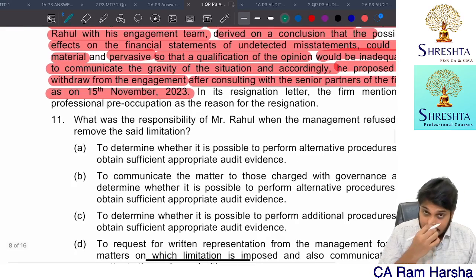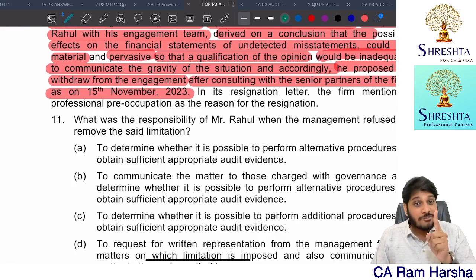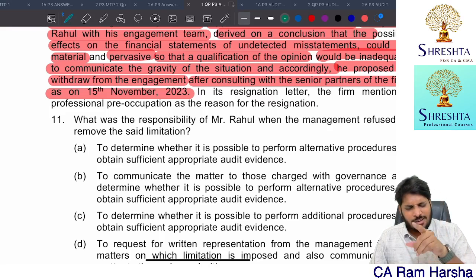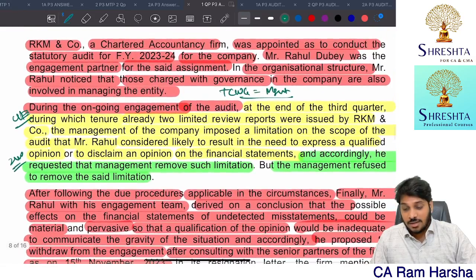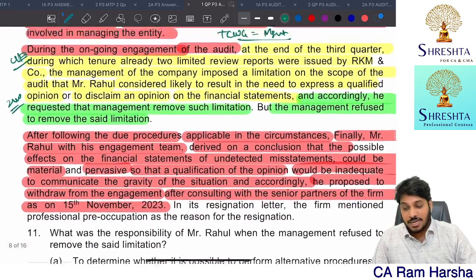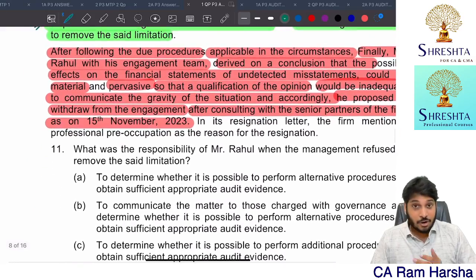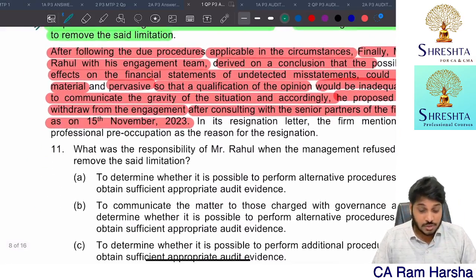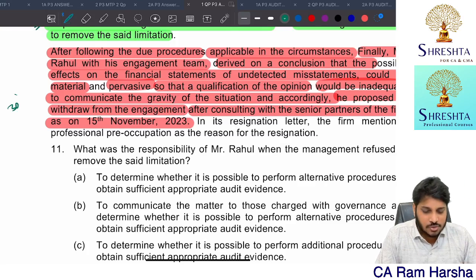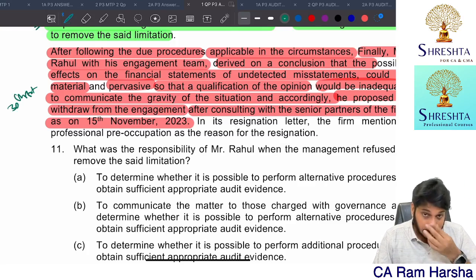15th November 2023 is after 45 days. Is after 40. Okay, sorry. He has already given a limited review. It is after 45 days from the second quarter. The second quarter is the one that ended September 30.